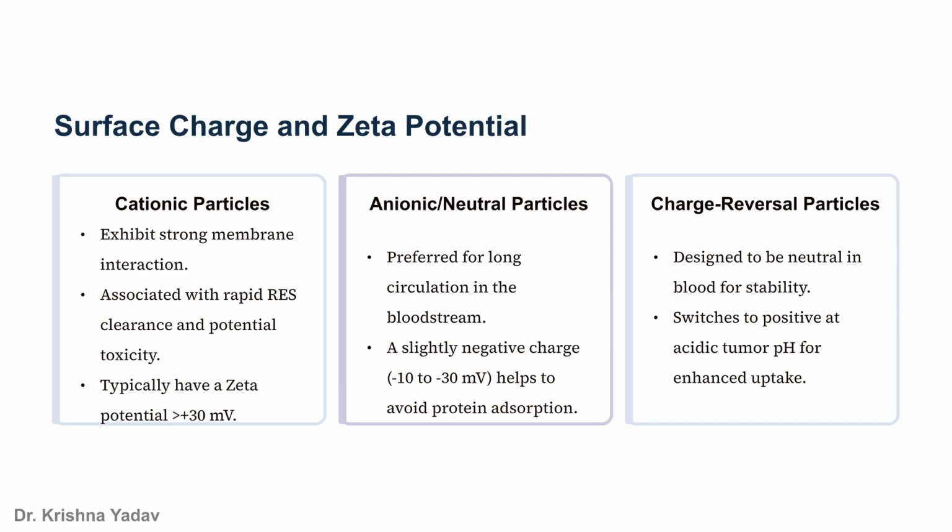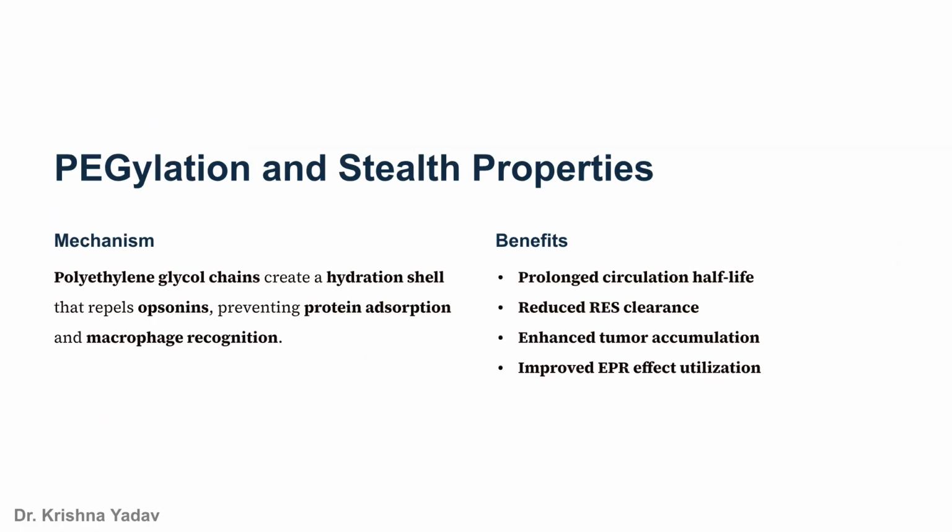Surface charge, or zeta potential, is crucial for long circulation. Cationic particles risk rapid clearance, while anionic or neutral particles are preferred for stability in the bloodstream. Charge reversal particles switch from neutral to positive at acidic tumor pH for enhanced cellular uptake. Pegylation, the coating with polyethylene glycol chains, creates a hydration shell that repels opsonins, effectively shielding the nanocarrier from macrophage recognition. This greatly prolongs circulation, reduces clearance, and enhances tumor accumulation via the EPR effect.